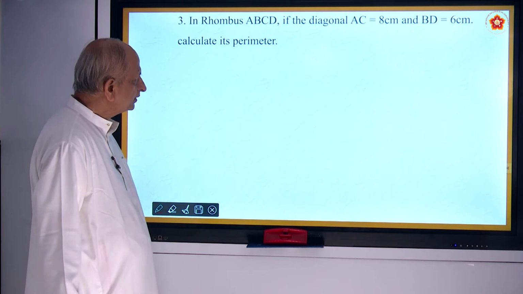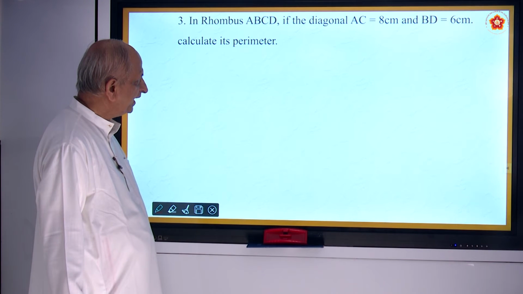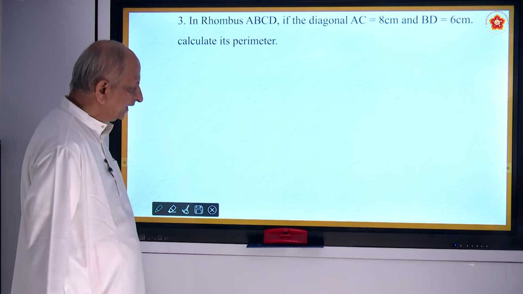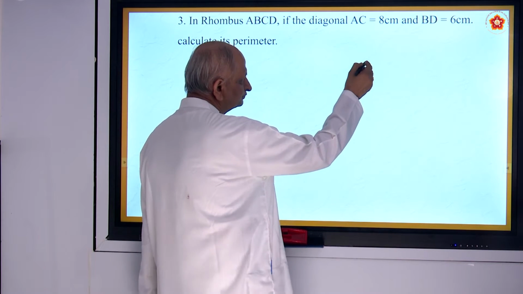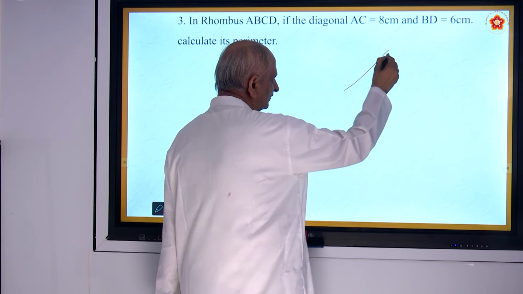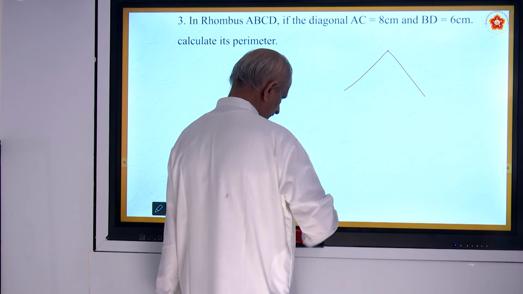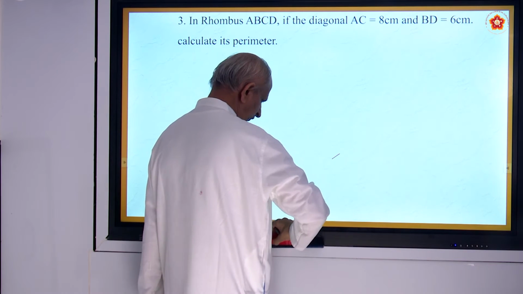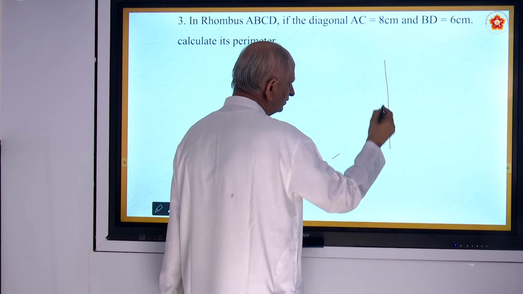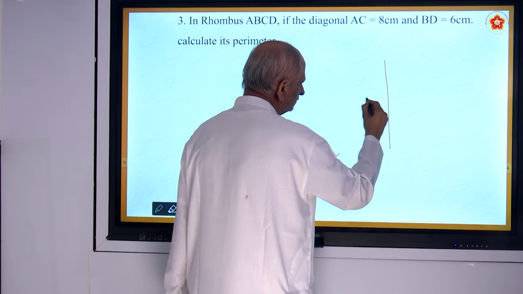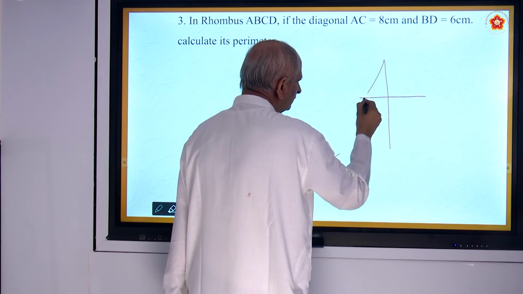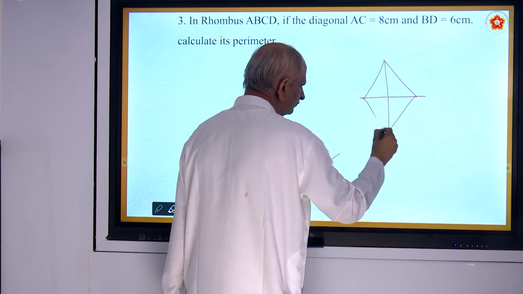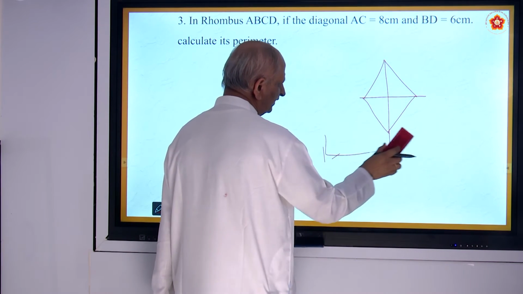Okay. Next question: in a rhombus ABCD, if diagonal AC is equal to 8 centimeters and BD is equal to 6 centimeters, calculate its perimeter. So draw a diagram of a rhombus. What are the properties of a rhombus? All the sides are equal, and here diagonals bisect at right angles.